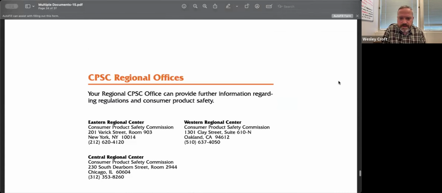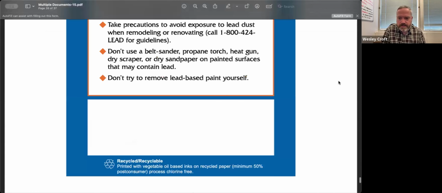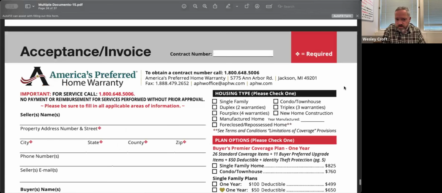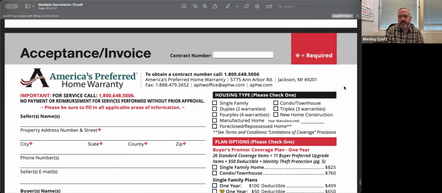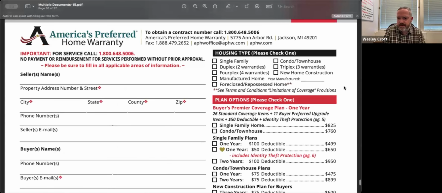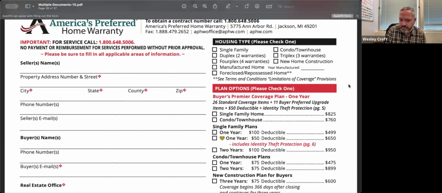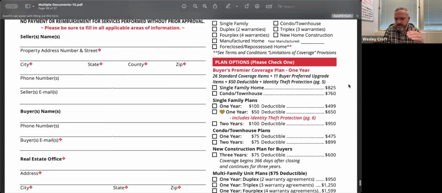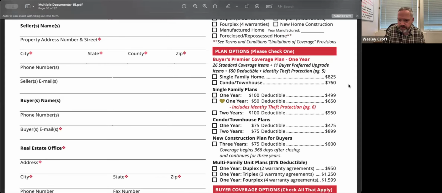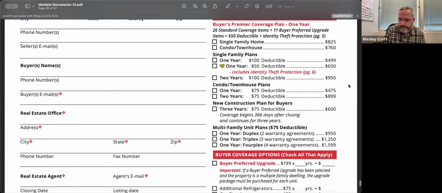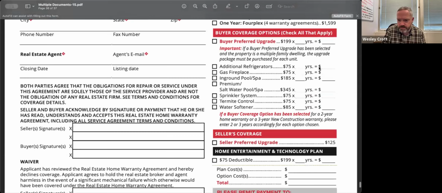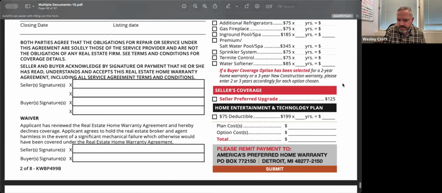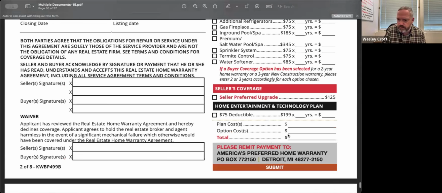And then at the very end, I talked to you about the America's Preferred Home Warranty invoice. Over on the right-hand side would be all the plan options. So this will tell you exactly how much everything costs. Okay. And then at the bottom, you'll just add everything up. Once you get to the bottom, there's a total, just so that everybody's aware of how much it's going to cost.